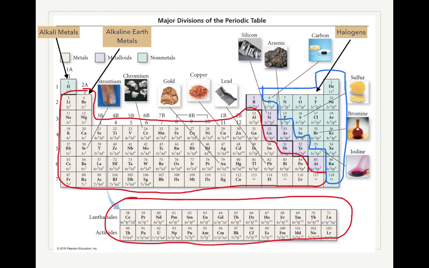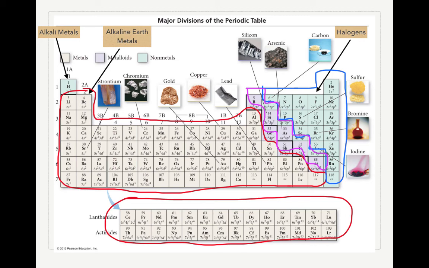And then we've got this little line of our semi-metals. They form that barrier between the metals and the nonmetals. And the semi-metals, the metalloids, are really interesting because they share properties of both the metals and the nonmetals. They're a good read, and your book does a nice job of going over those.